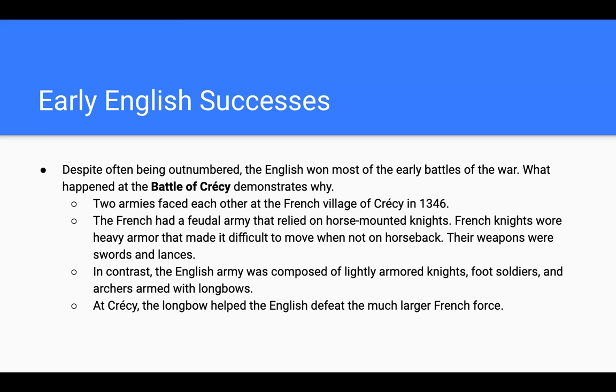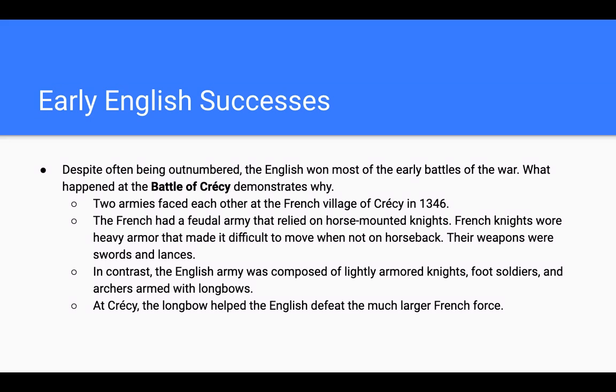So in the Battle of Crécy, two very, very different armies faced each other at that French village in 1346. The French had a feudal army that relied on horse-mounted knights. So they rode horseback, they were wearing their heavy armor, let's say, and their weapons were swords and lances.